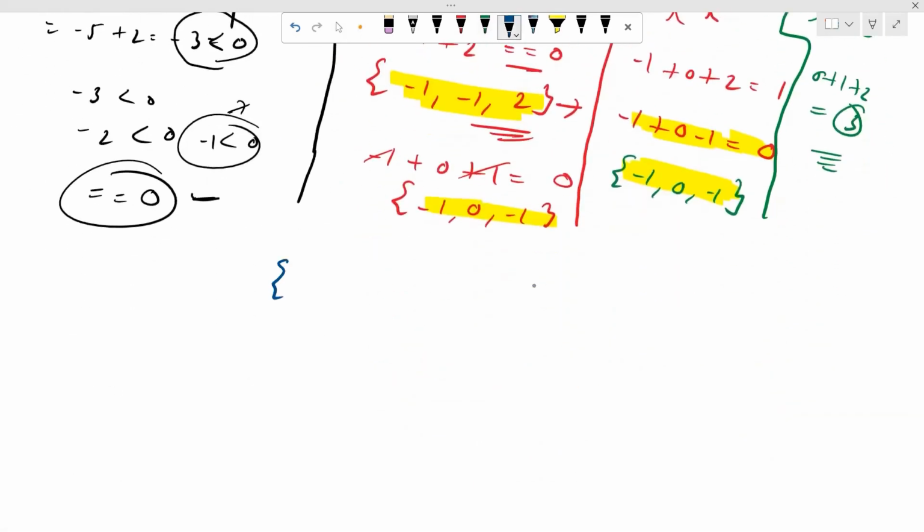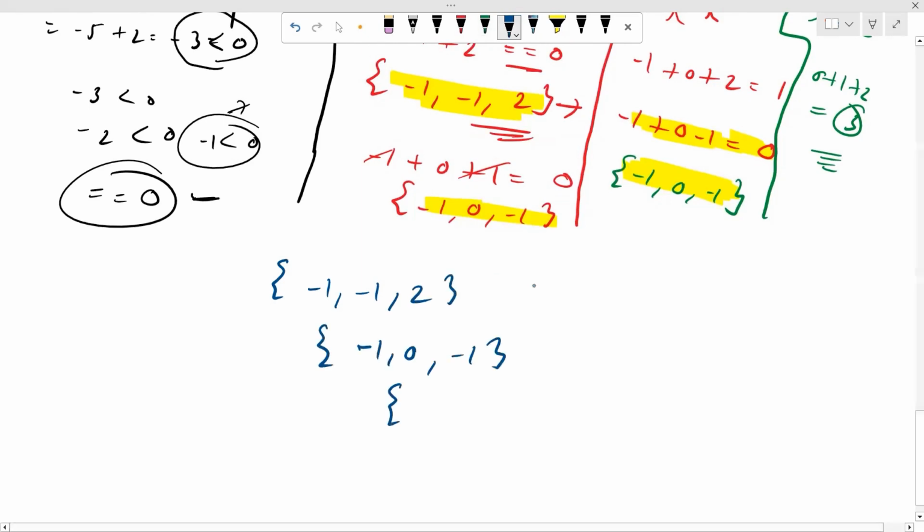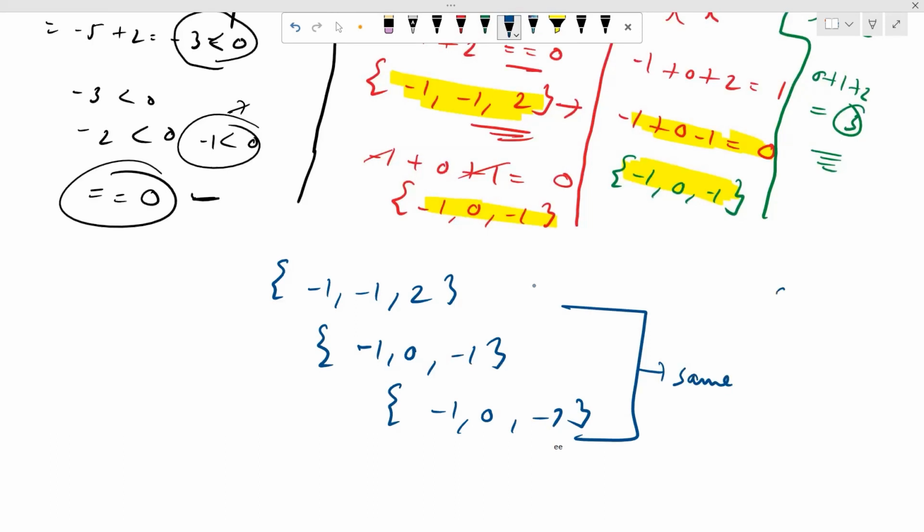Our triplets will be something like this: minus 1, minus 1, 2; minus 1, 0, minus 1; and the third one is minus 1, 0, minus 1. As we can see in the question, the triplets can't be the same. These two are the same, so we need to return our answer as 2 triplets, which are minus 1, minus 1, 2, and minus 1, 0, minus 1.